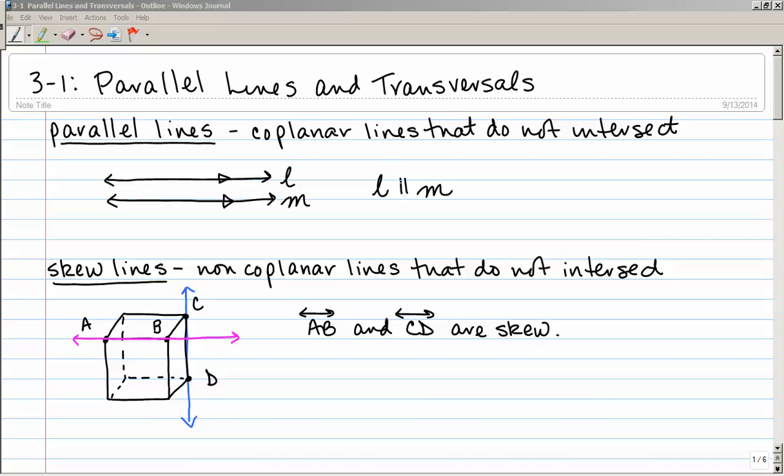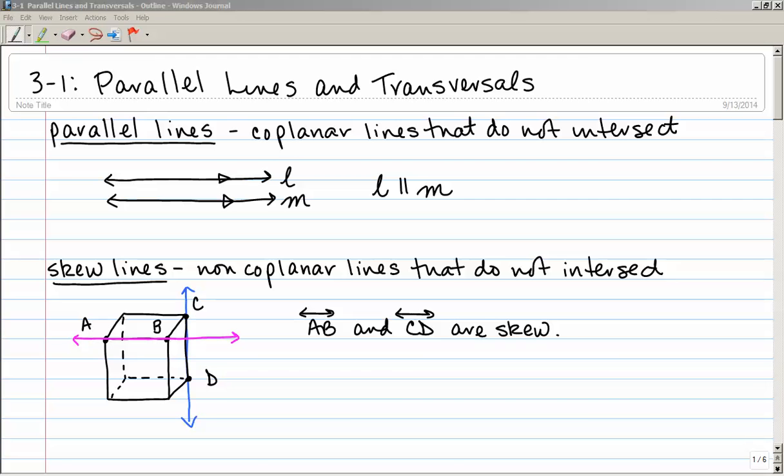When you're drawing these, make sure they're kind of close together and maybe a little bit taller so it doesn't look like an 11. On the diagram, we use these little triangles, one on each line, to show that these lines are indeed parallel. Skew lines are non-coplanar lines that do not intersect.